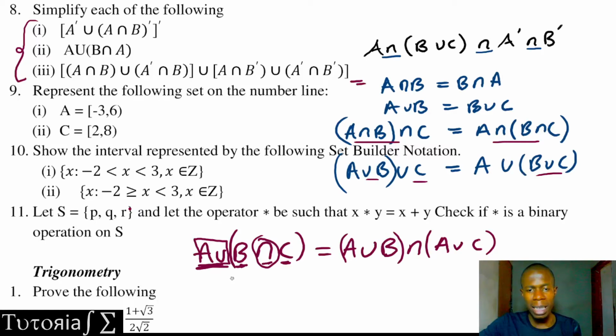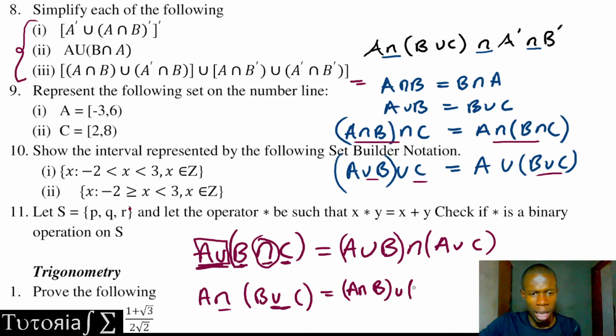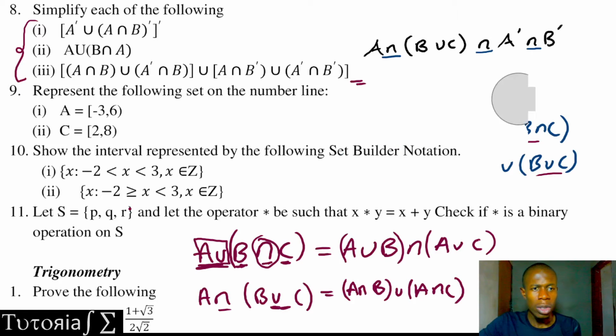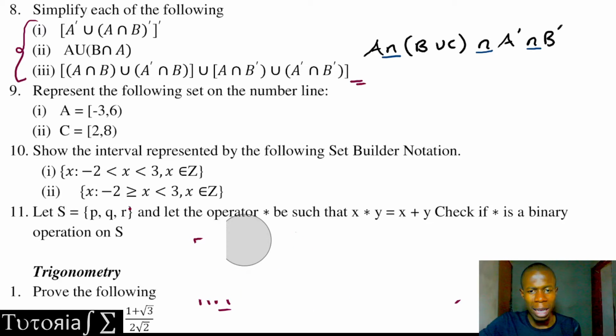The same applies if we had, let's say, A intersection B union C. Since these are different, we cannot use the associative law, but we know that this can be distributed as A intersection B union A intersection C, right? So those are the laws that you should know. I hope you've written them down and taken note of them. We're going to apply them now here.